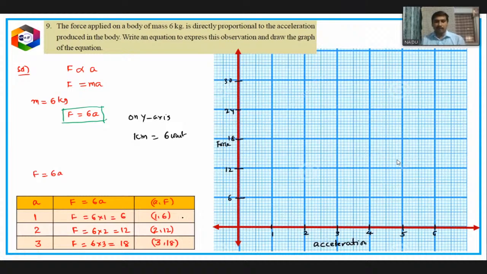Now I'm going to plot the point 1, 6: horizontal 1, vertical 6. And 2, 12: horizontal 2, vertical 12. Next, horizontal 3 and vertical 18. Now we have plotted these 3 points. This is 1, 6. This is 2, 12, and this point is 3, 18. Now we have to draw the line joining these 3 points. So that is the linear equation that represents the given data.